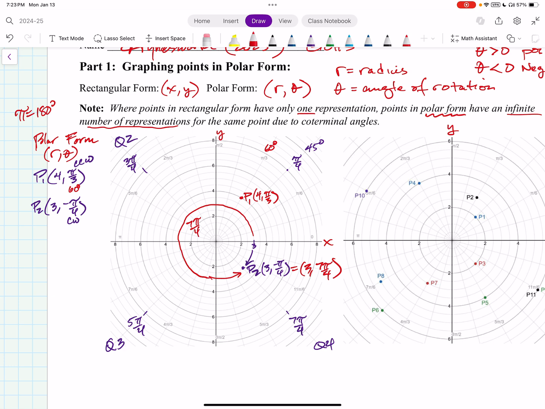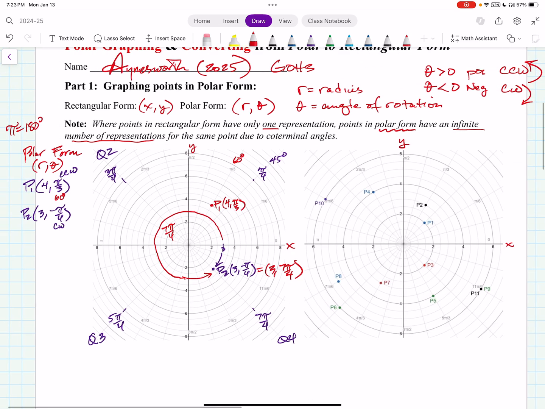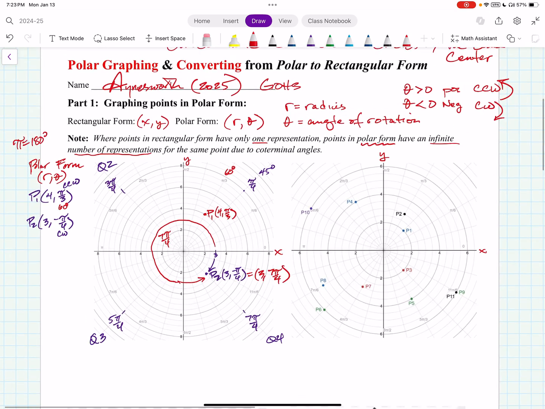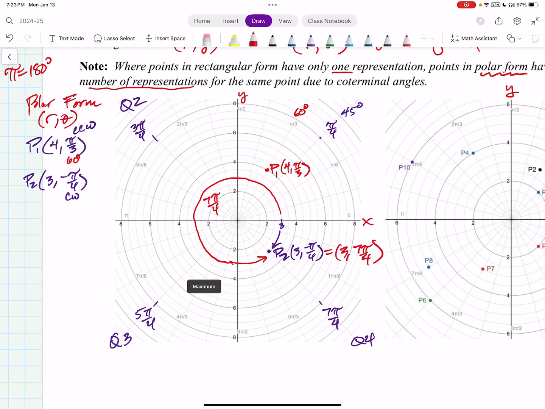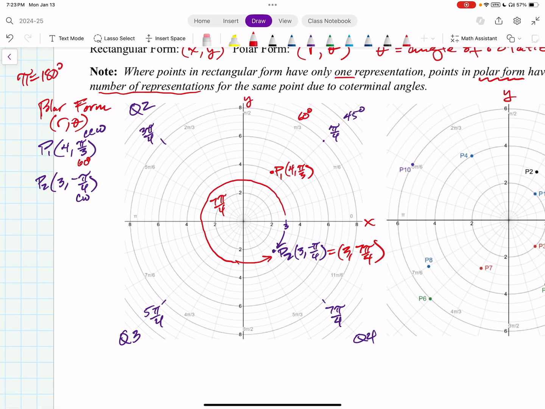And that's why when we talk about angles, or excuse me, points in polar form, they don't have one representation like rectangular form. It has an infinite number of representations. Okay, it gets even crazier than this. So just hang on to your hats, hang on to your seats, and just try to understand.